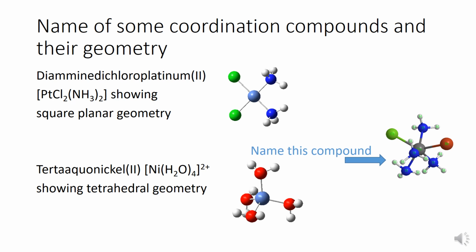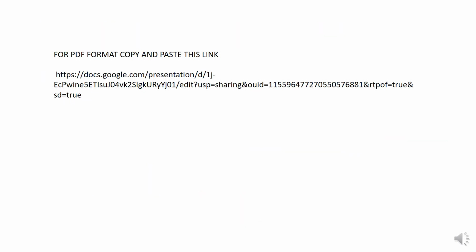You also have a compound of copper where you have chloride, bromide, and four ammine groups attached to show an octahedral structure. Therefore, we request that you name that compound.